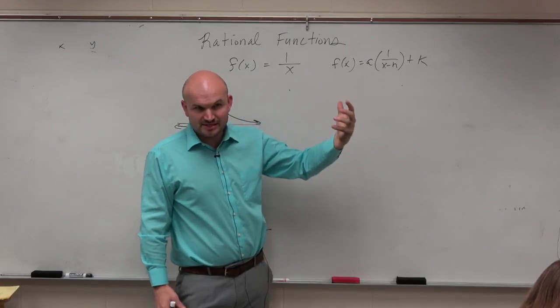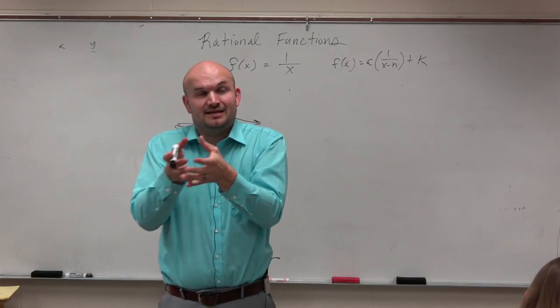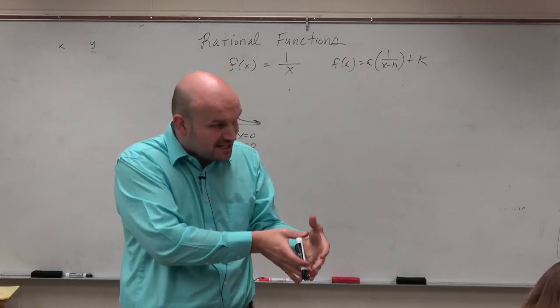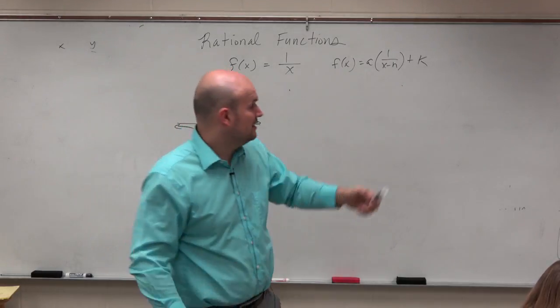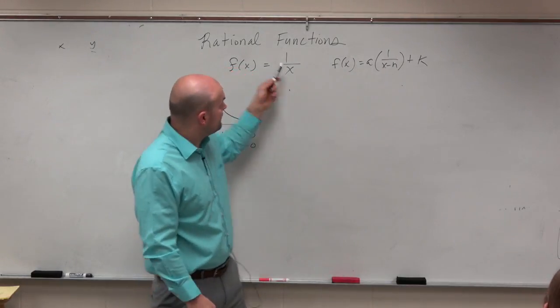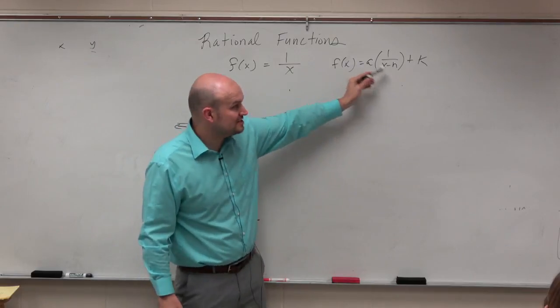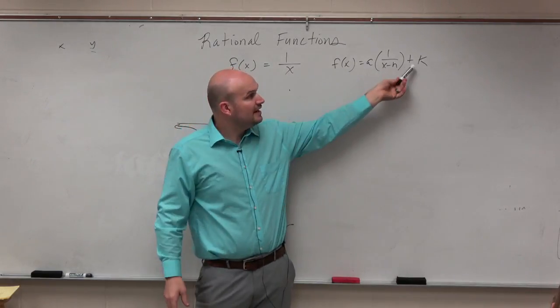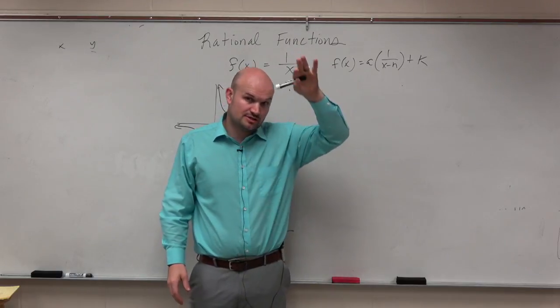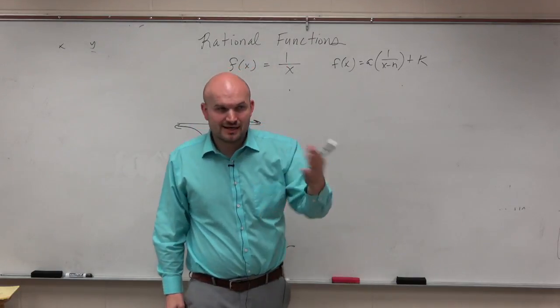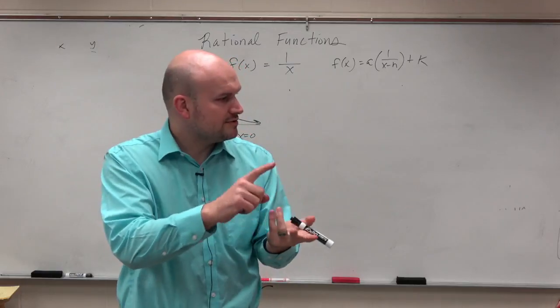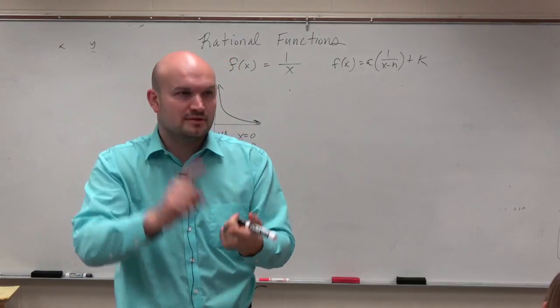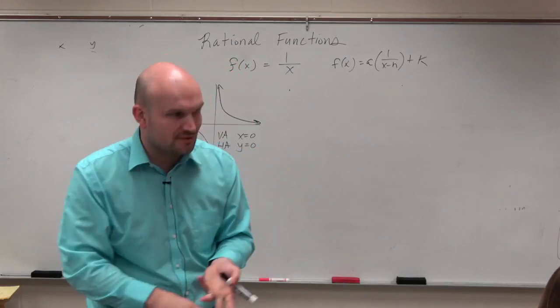H and k, that's the big debate. Is the transformation inside the function or outside the function? You can see the function is 1 over x, so h is inside of it, so that's your horizontal transformation. And k is outside of the function, so that's your vertical transformation. And again, guys, we did this for square roots, cube roots, quadratics, absolute value.